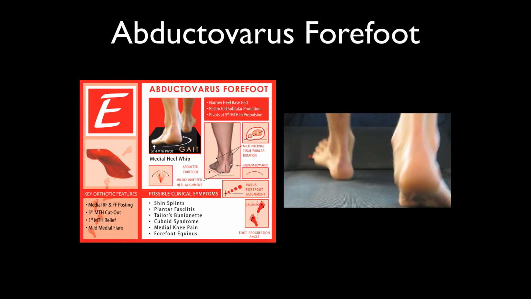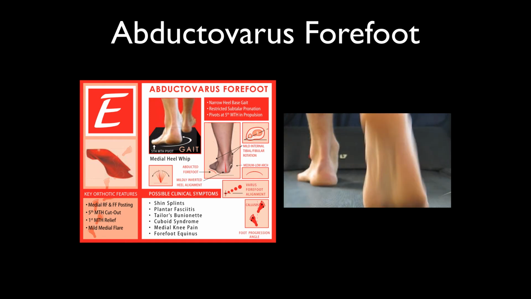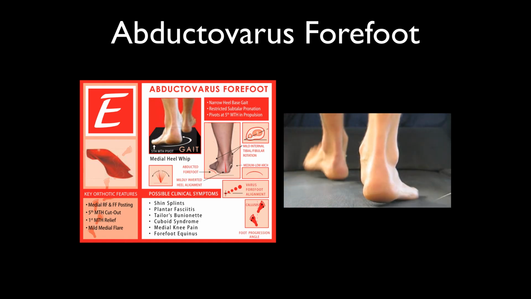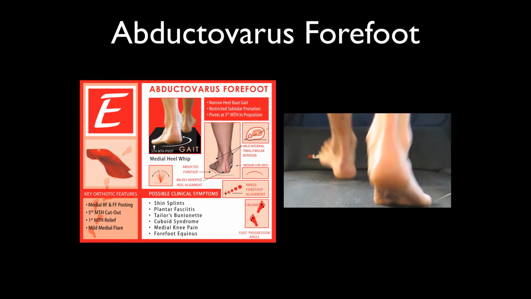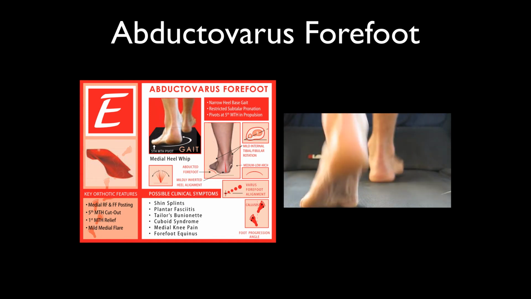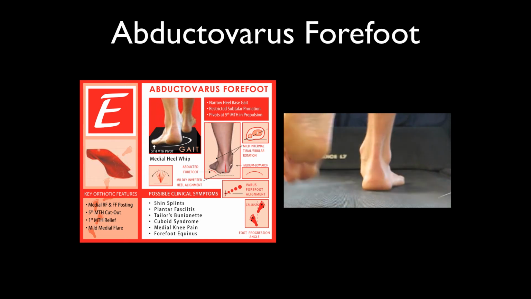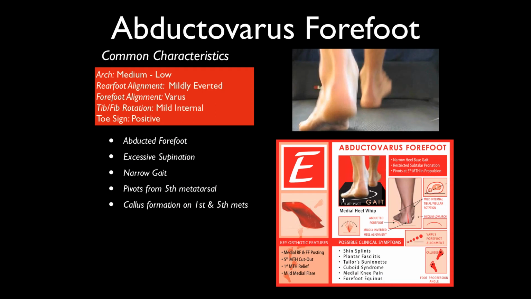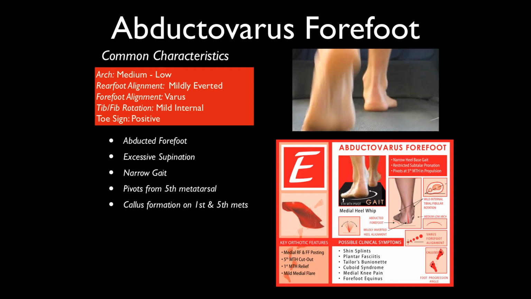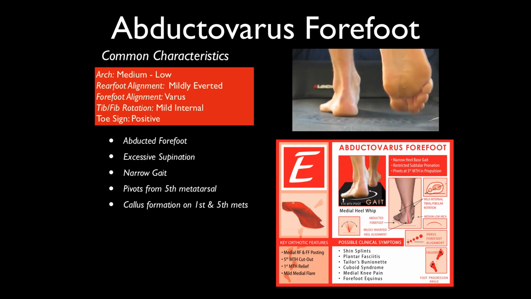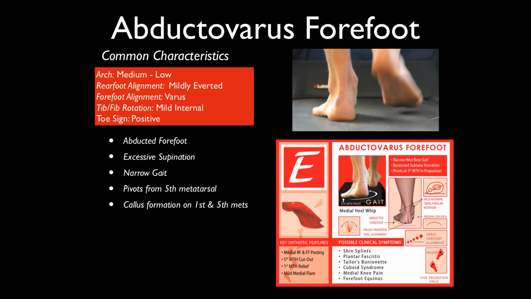However, notice the increased supination of the foot as the heel rises, and the forefoot abducts during propulsion. The fifth metatarsal is often the pivot point during the gait cycle of this foot type. Common injuries found in the abductovarus foot are shin splints, plantar fasciitis, and medial knee pain.